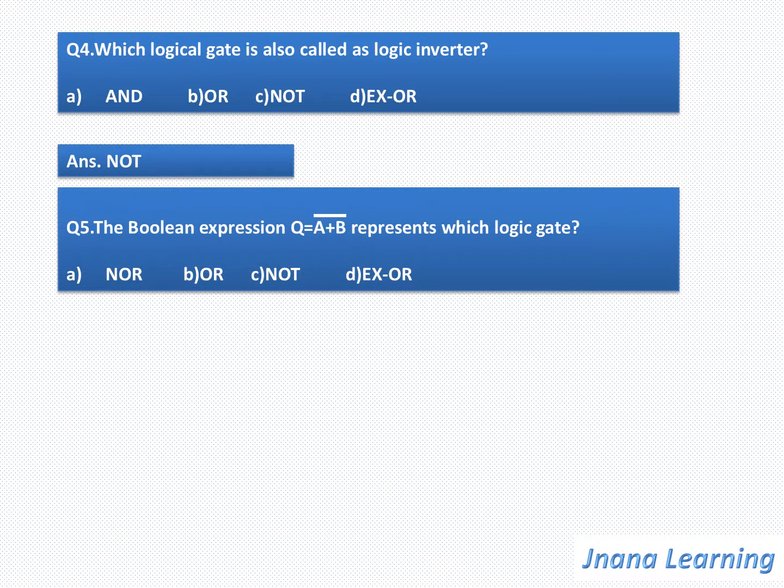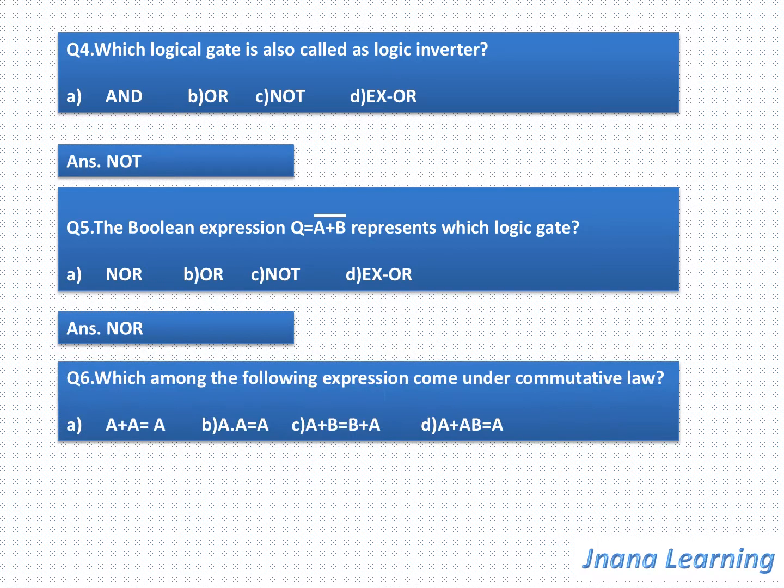Question number 5, the Boolean expression Q is equal to (A plus B) whole complement represents which logic gate? Options: NOR gate, OR gate, NOT gate and XOR gate. Which is the correct answer? NOR gate. So which among the following expression come under commutative law? That is the next question. And options: A plus A is equal to A, A dot A is equal to A, A plus B is equal to B plus A, and A plus AB is equal to A. Correct answer, commutative law states A plus B is equal to B plus A.